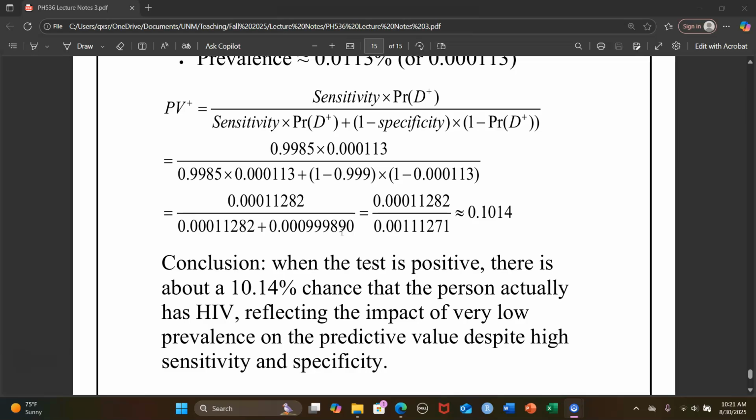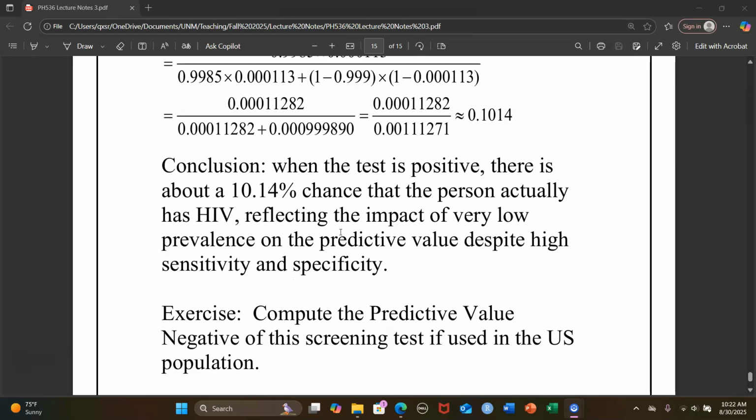So this is really bad, right? You really cannot use this test to predict actual HIV positive. It's got like a 10% chance, okay? This is really showing us the impact of very low prevalence on the predictive value despite high sensitivity and specificity. So even if you have a very good screening test with very high sensitivity and specificity, it may still fail when you actually try to use it to diagnose or test cases in the population, right?